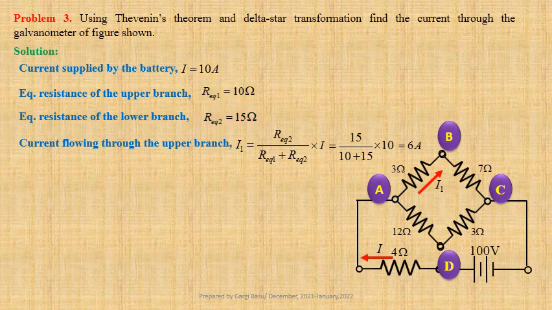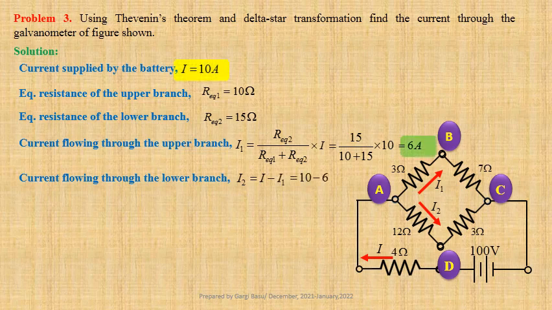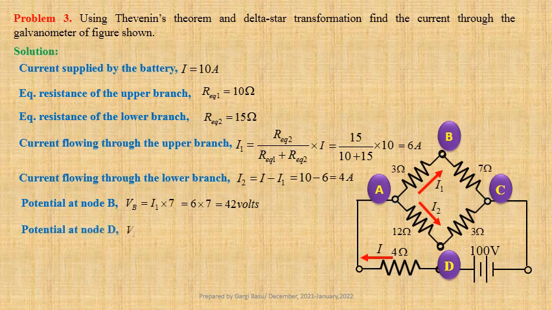Applying Kirchhoff's current law at node A, we get current flowing through the lower branch I2 equals I minus I1. Using values we get 10 minus 6 equals 4 ampere. Potential at node B, VB equals I1 into 7, that is equal to 6 into 7, that gives us 42 volts. Potential at node D, VD equals I2 into 3, that is equal to 4 into 3, that gives us 12 volts.